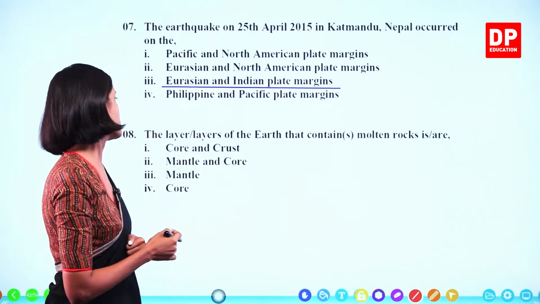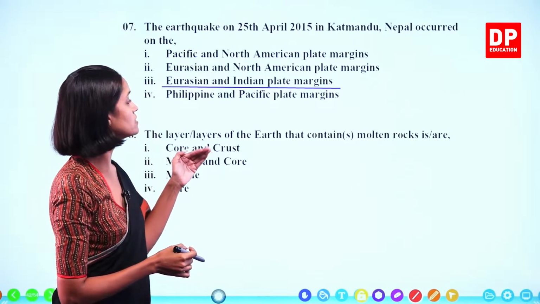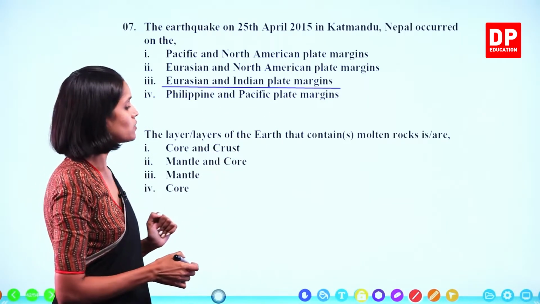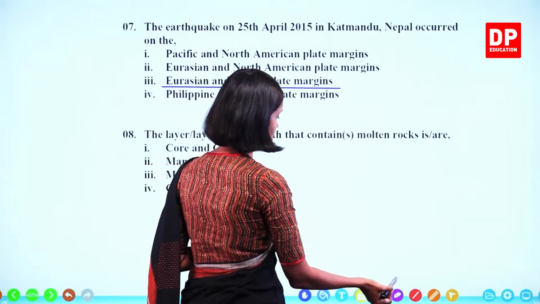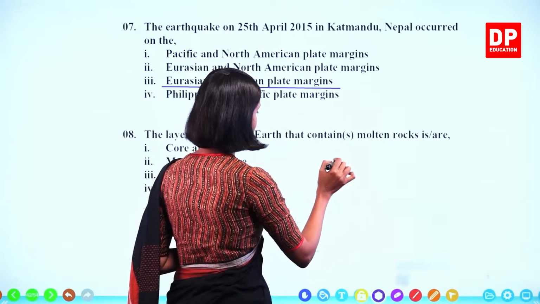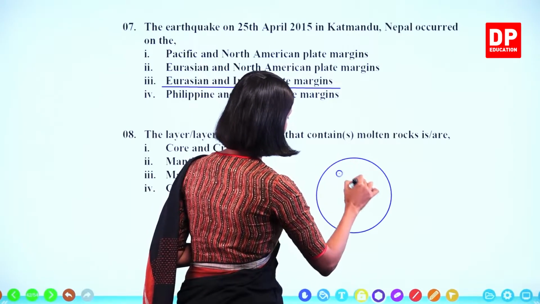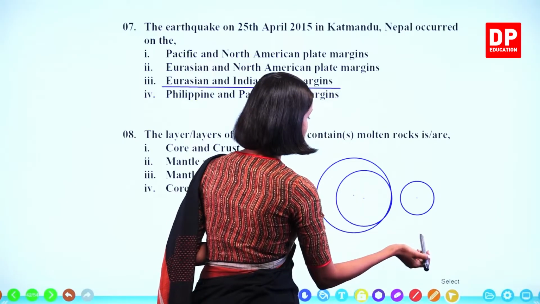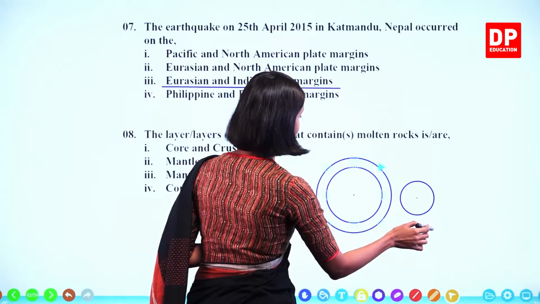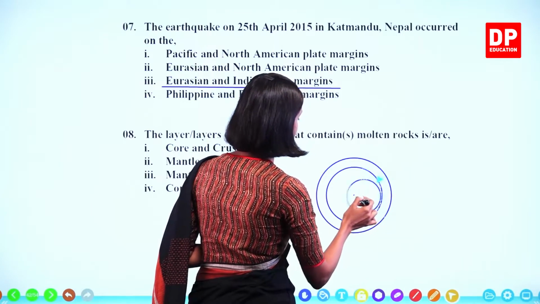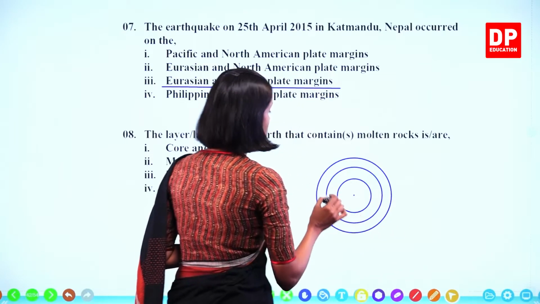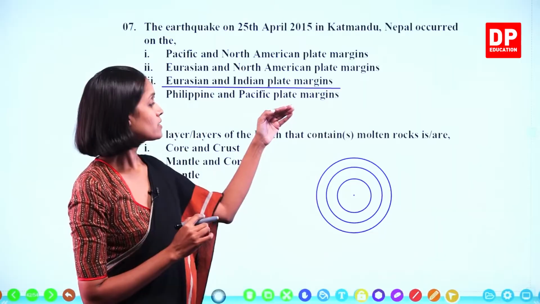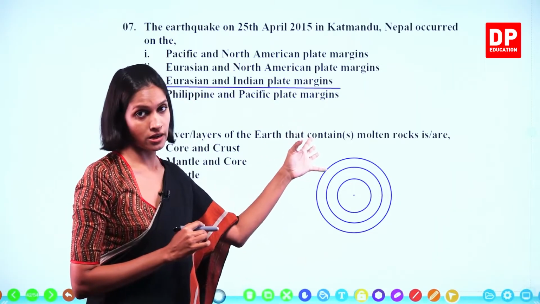Right. Number 8. The layer or layers of the earth that contains molten rocks is... Now, what are the 3 layers of the earth, children? Again, now you all are very familiar. The crust, the mantle, and the core. Right? So, when you consider the crust, what happens, children? The crust is the thinnest layer of the earth. Right? So, there, molten rocks won't be present because it is the outermost layer. It is made up of rocks and soil.